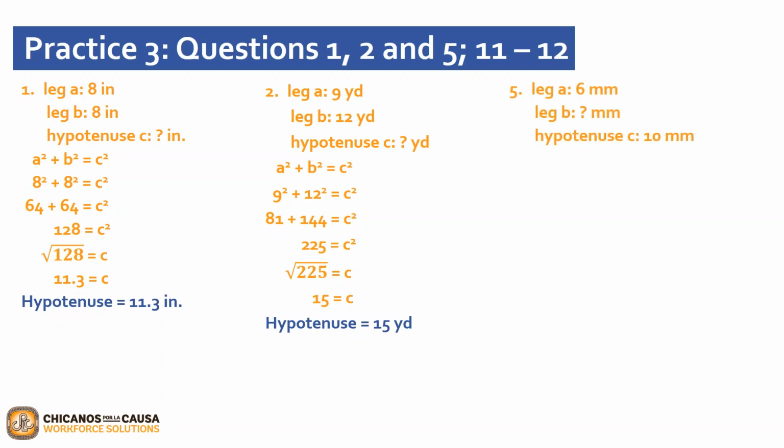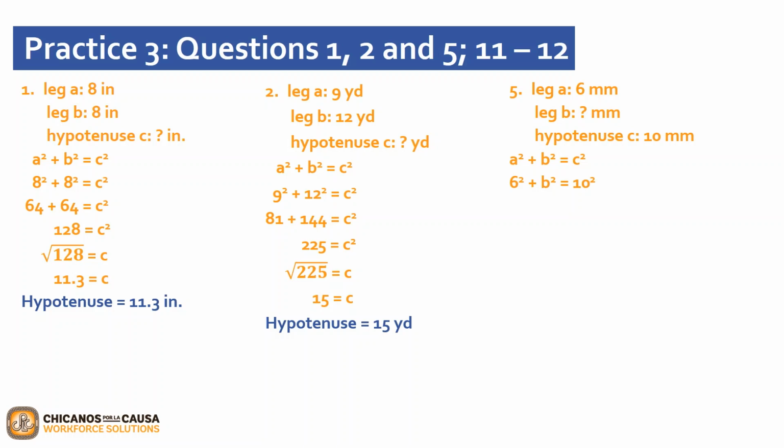So now let's look at question 5. Question 5, we have leg A, 6 millimeters, leg B, it's unknown, and we have a hypotenuse, or C, of 10 millimeters. So here is our Pythagorean relationship equation. So we are going to replace all the variables with the numbers given. So in that case, we have 6 squared plus B squared equals 10 squared. So for this question, we are looking for the measurement of leg B.